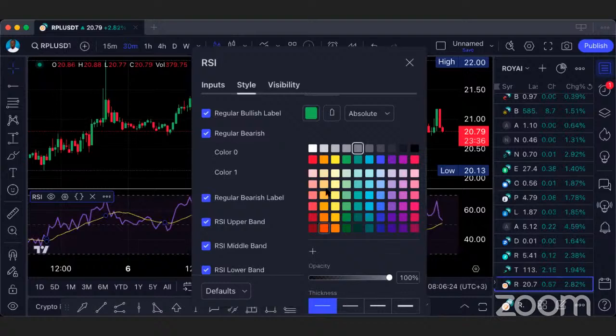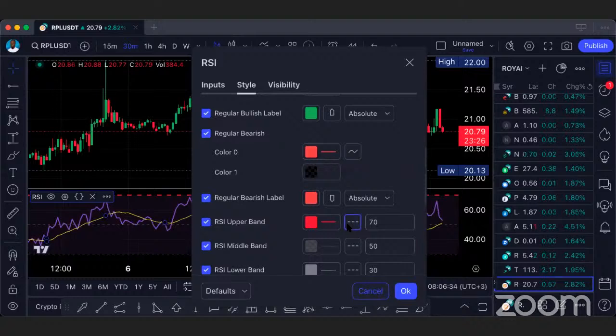Let us raise up the upper band. For the upper band, I usually love the red color. I love it to be a little bit thick to give me clarity. And I love it to be not dotted, so I will make it a line. I love it at 70. Or if I want to stretch it up a little bit, maybe I would press it at 80, but I usually love it at 70.